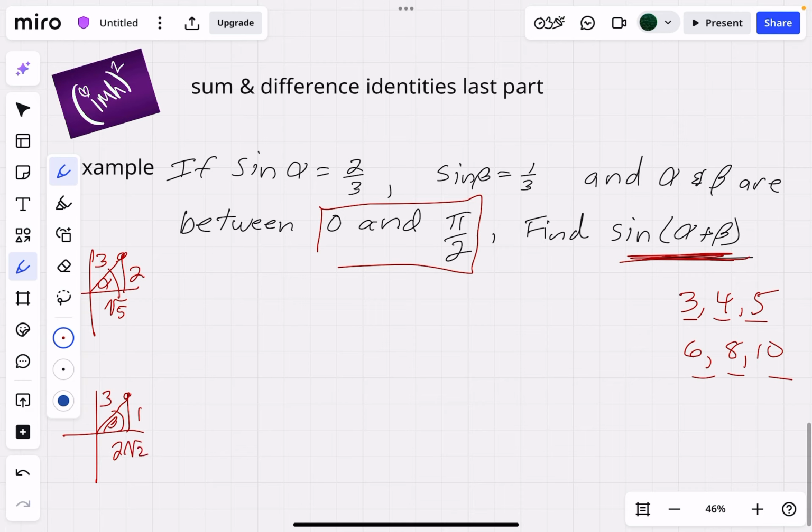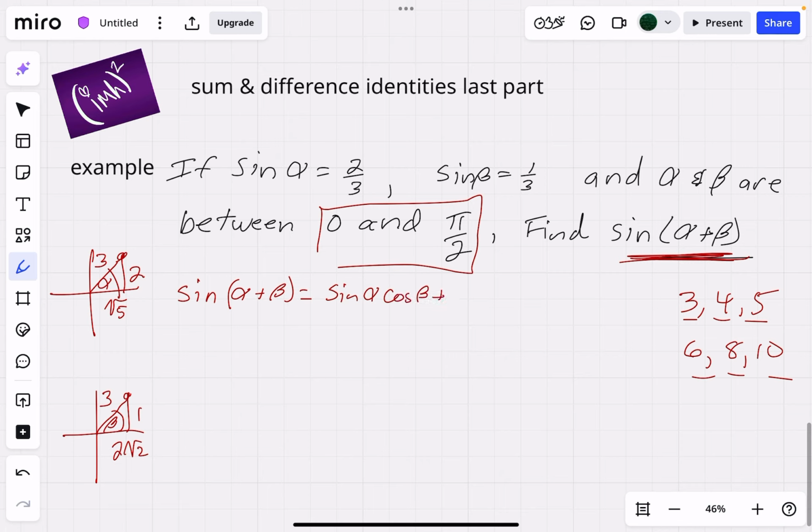Okay, and now that we have enough to get our cosine ratios, we're going to use the sum and difference identity. We have here, okay, we need the sine of alpha times the cosine of beta. We're going to add it to the cosine of alpha times the sine of beta.